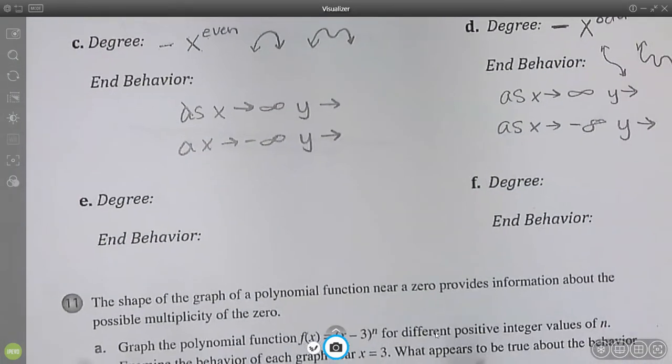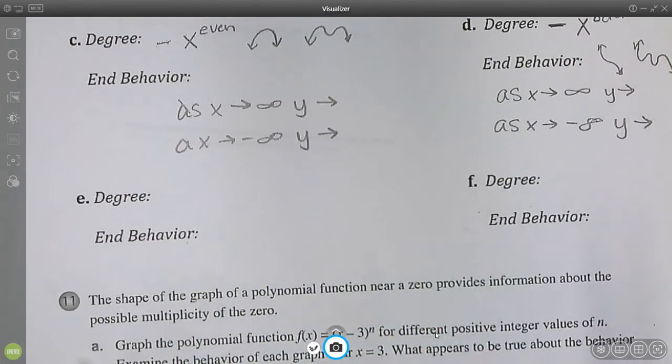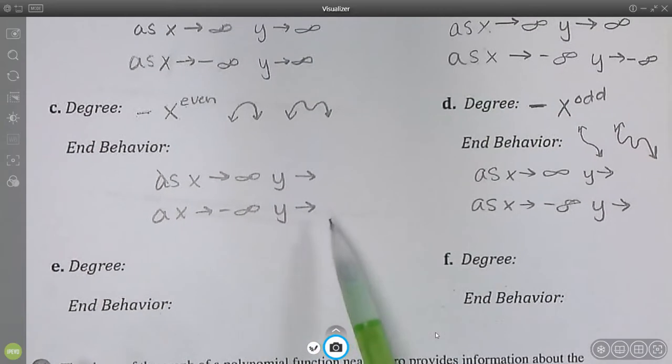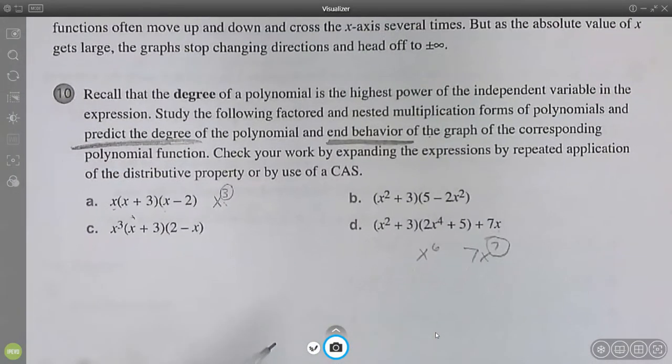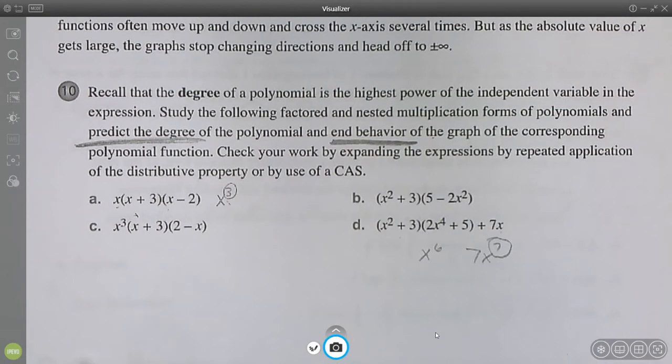Okay, you can leave these two blank. You don't have to do E and F. So now, I want you to fill these in, by the way. And then go back to 10 and finish this. So we can go ahead and do this one together.